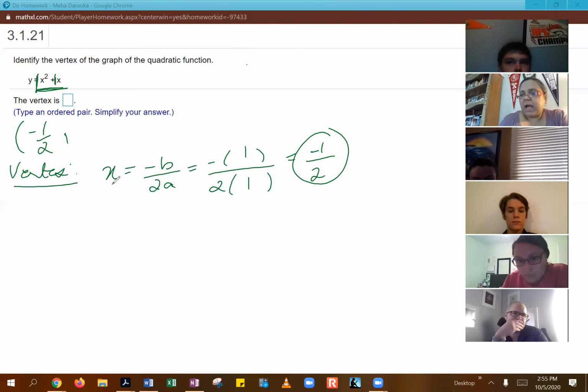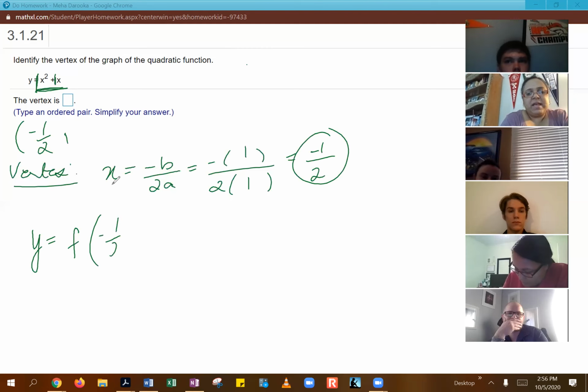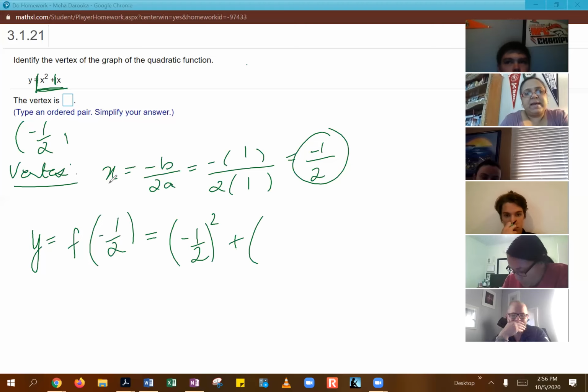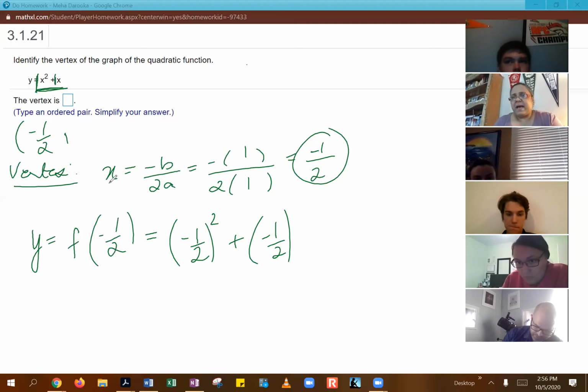Now we have to find the y coordinate. To find the y coordinate, you basically take this answer that you came up with for the x and put it back into your function. So that means you will end up getting x squared plus x, and everywhere you have x, replace it with negative 1/2. And when you solve that, clean that up, what are you going to end up with?